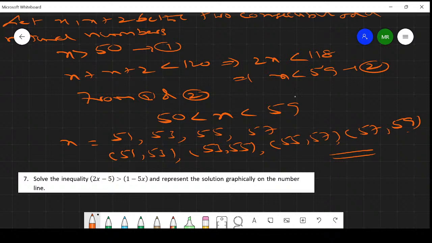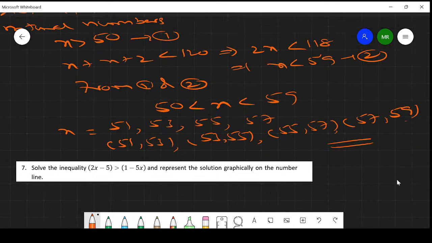Sometimes instead of more than, they may say less than 120, like that. This is given less than 120. Sometimes they may say more than 120. The symbol will change, so you should be careful in doing it.